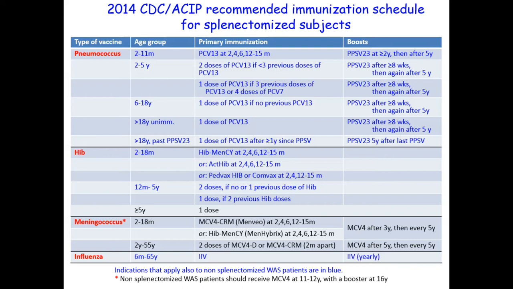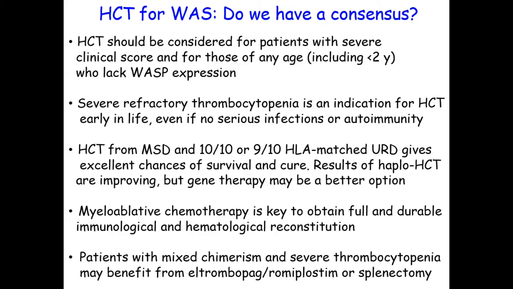Okay? All right. So do we have a consensus about transplant? I think I showed you that my preference would be to advocate for transplant in patients with a severe clinical score, so the severe form of the disease. For those patients of any age, including those very young, who completely lack expression of the protein, those are at very high risk of developing serious disease sometime in their life.